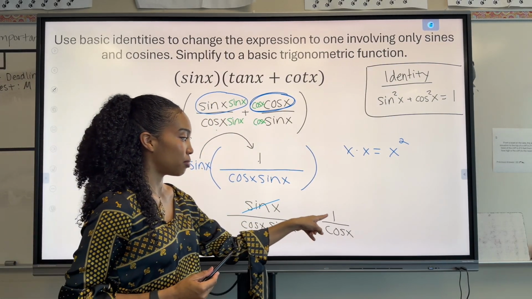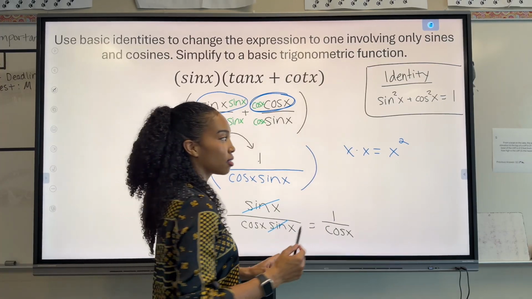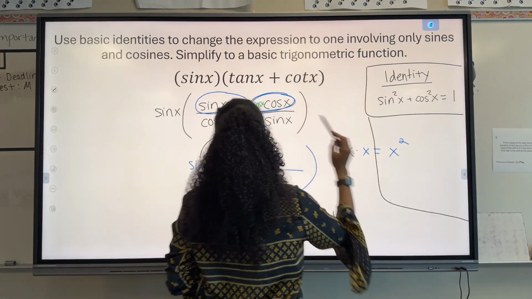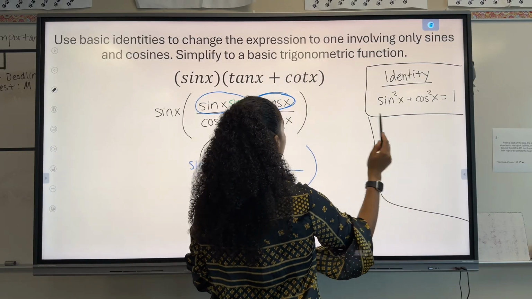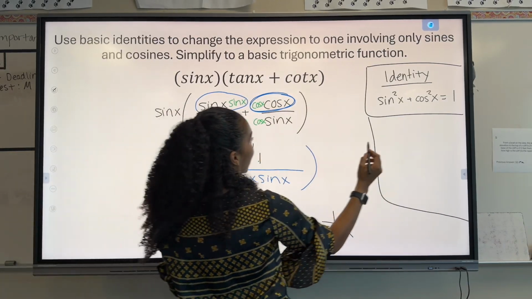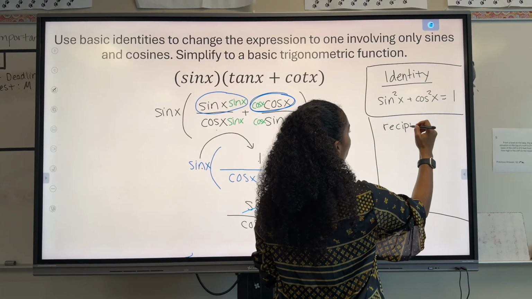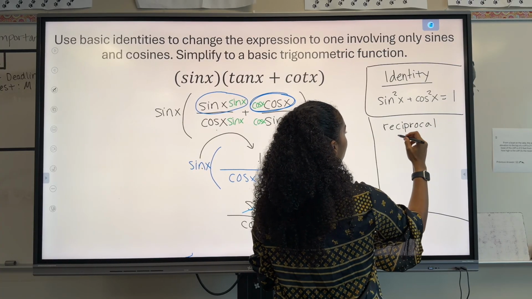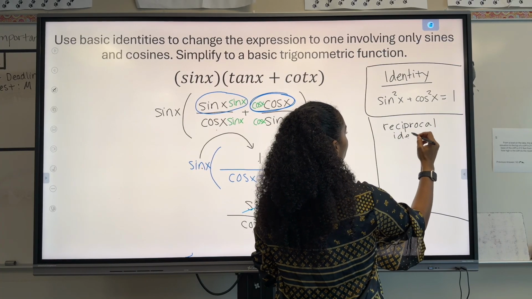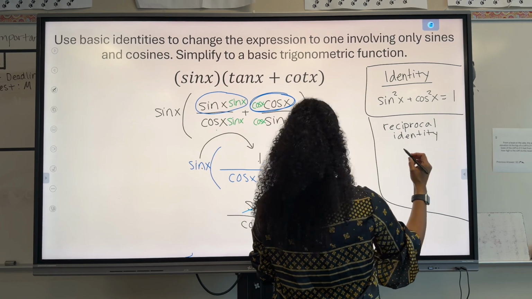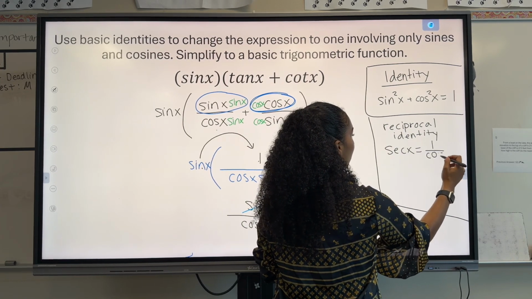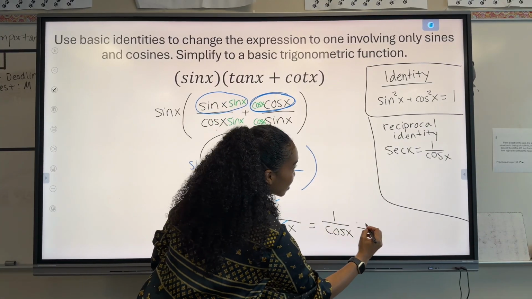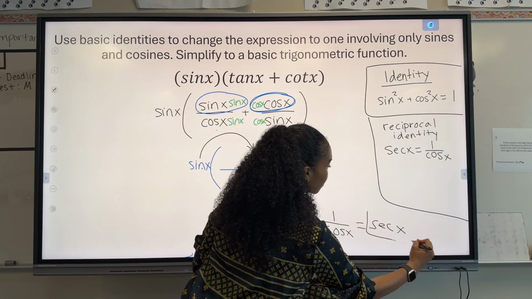How can we write this? Secant. Exactly, that's just secant. That is your reciprocal identity. So look under reciprocal identities on your formula chart. Reciprocal identity. We know that secant is equal to 1 over cosine. So you can write this as secant.